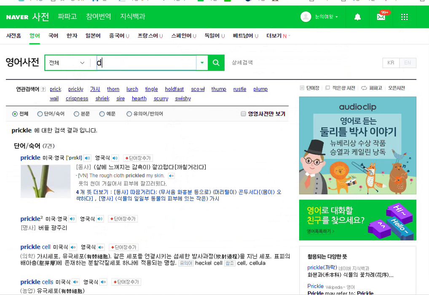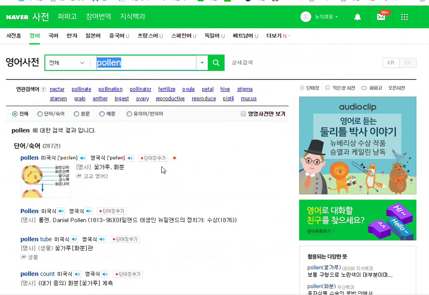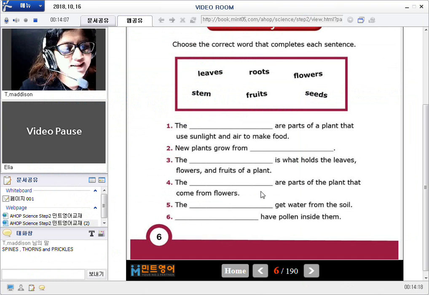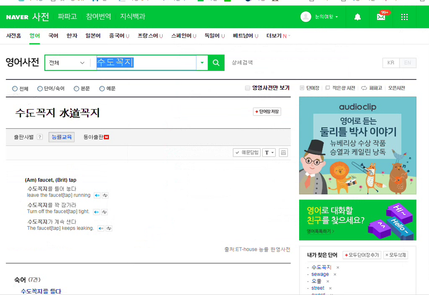Pollen. Okay. Not O, not pollen, but pollen. Isn't it a sound? Pollen. It's not pollen but pollen. So could you write the pronunciation symbol on the screen? Okay. Just a moment. Please give me a moment.